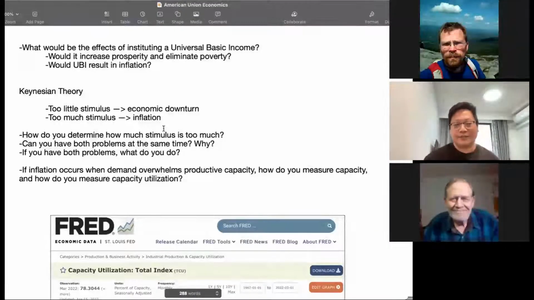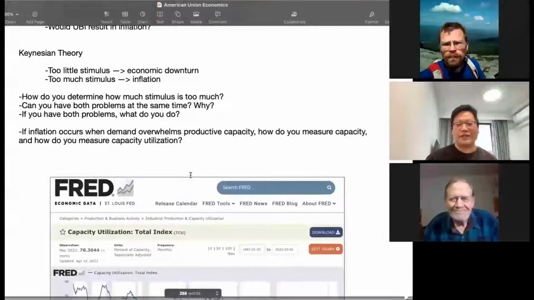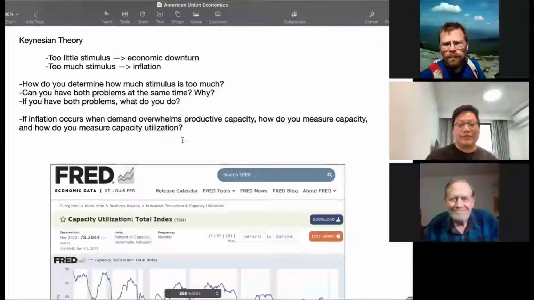So, for example, in the 1970s, famously, we had stagflation, which is stagnation and inflation, both problems at the same time. And I think it's important to try to figure out why that occurs. So if we go back to the first question about how much stimulus is too much, the basic theory of inflation is that inflation occurs when demand overwhelms productive capacity.